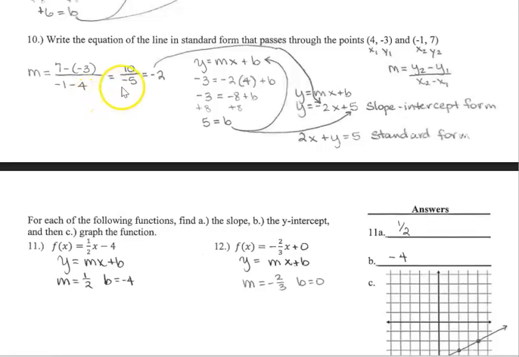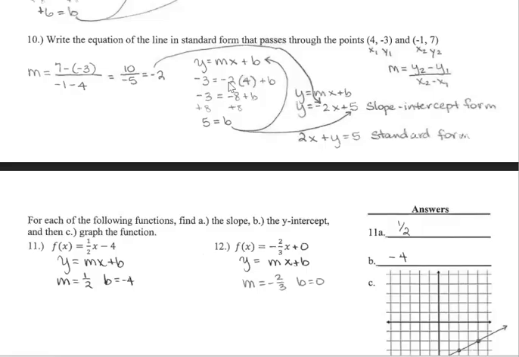So 7 plus 3 is 10. Negative 1 minus 4 is negative 5. So that gives me a slope of negative 2. Now, you can choose either one of these points that you want to. I picked the first one, but you could have picked either one. So I'm going to take y equals mx plus b, and m was negative 2, so let's plug that in.